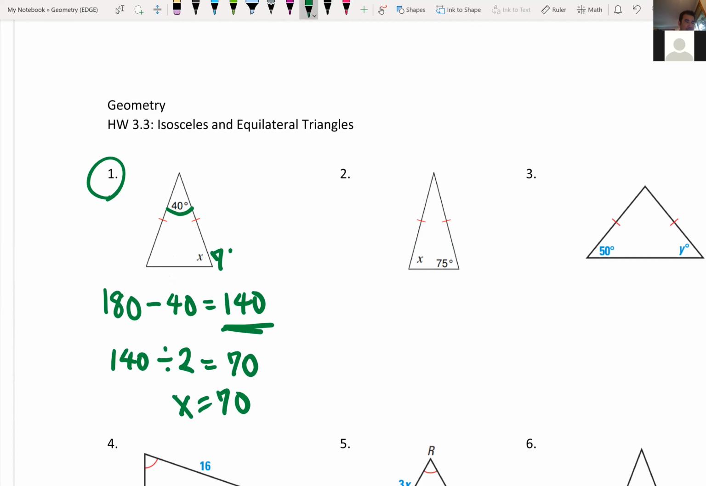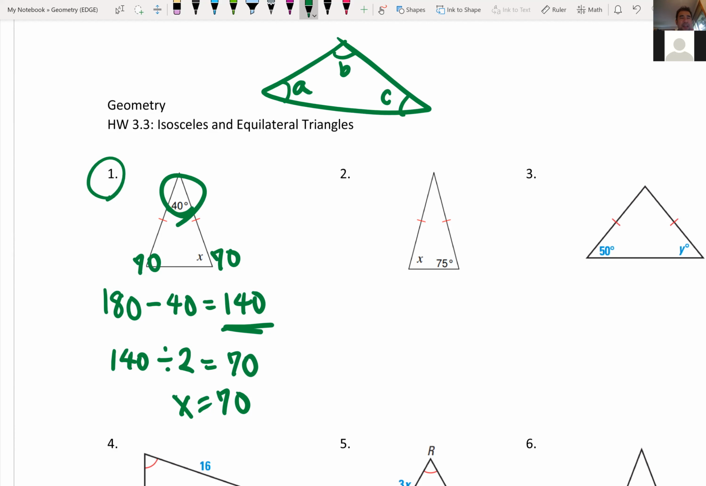So this is 70, and this one is also 70, and this one is a 40. And if you add all of them up, it becomes 180 degrees. Any triangle, even including isosceles triangle, equilateral triangle, no matter what, A plus B plus C is always 180, okay?